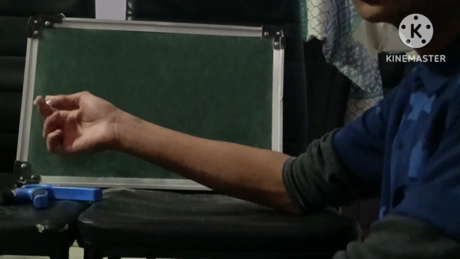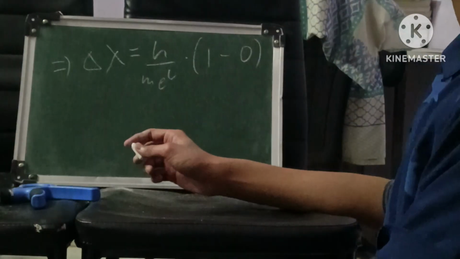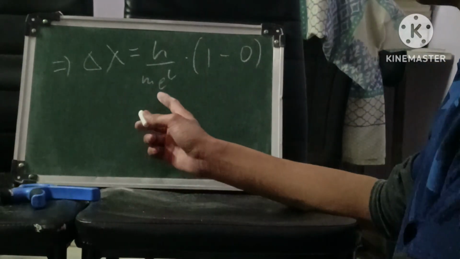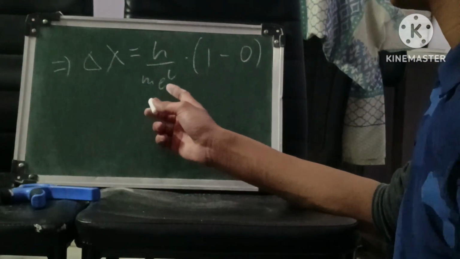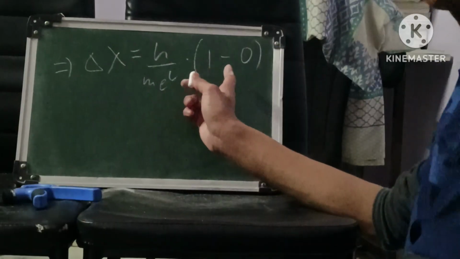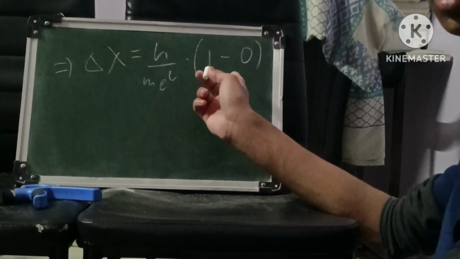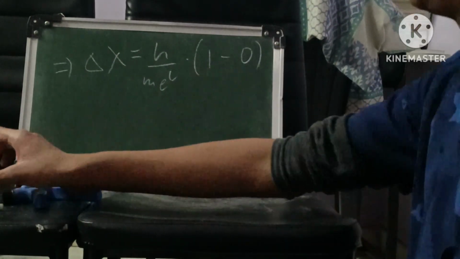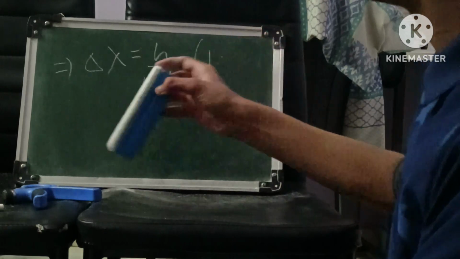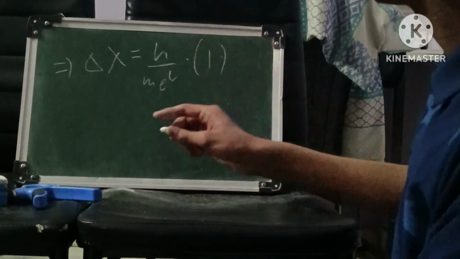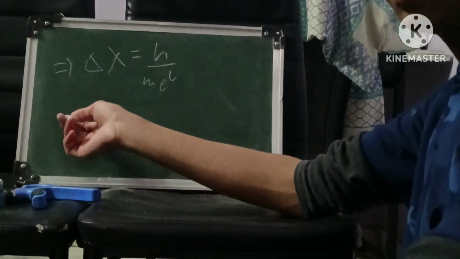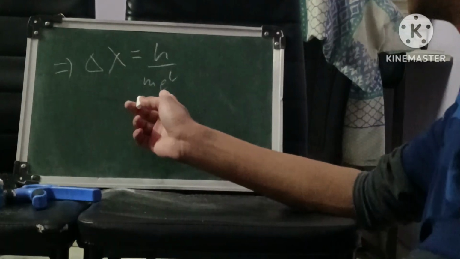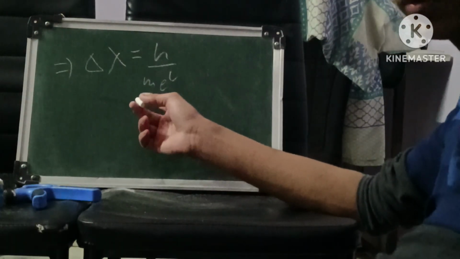And when theta is 90 degrees, cos 90 is 0, so this would be 1. Then the total change in wavelength would be equal to the Compton wavelength of the electron.